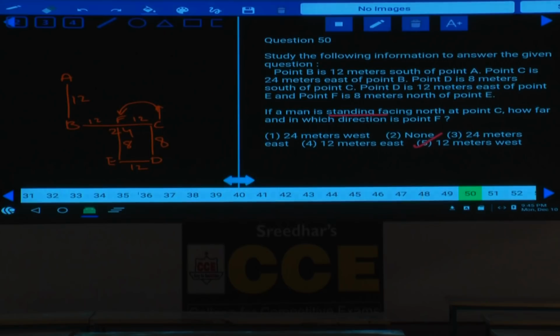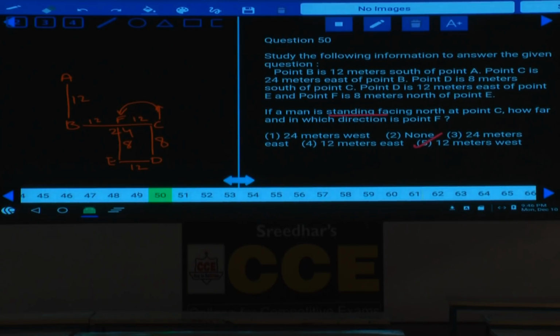Clear now? Now question number 50, choice 5 is the answer. Done with this paper? Paper number 45, questions 1 to 50. Anything else? Number series. Questions please.